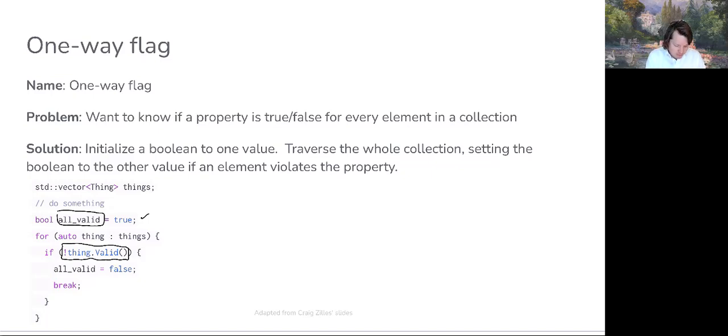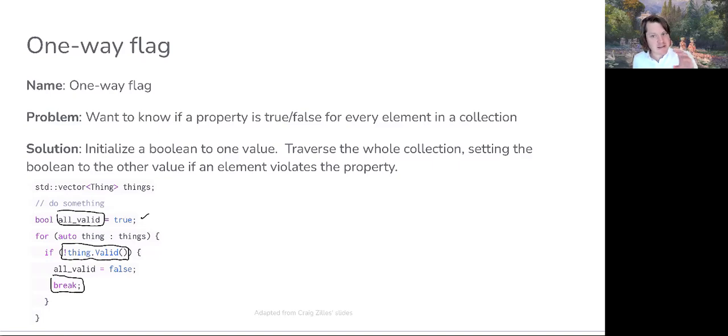And at that point, because we found one and we were asking a binary question, yes or no, do all things within the collection have this particular property? Because we found at least one, we can just break out of the loop, and then we can check what's stored within our all valid variable. If it is still true, we know that we visited every element in that container and that each element satisfied the particular property that we were interested in. If it was false, we would know that we found something in violation of that particular property.